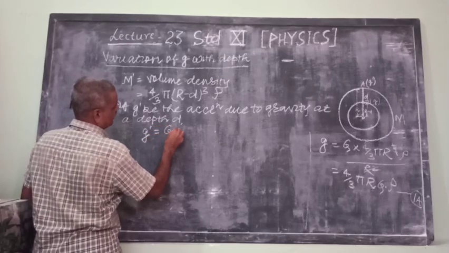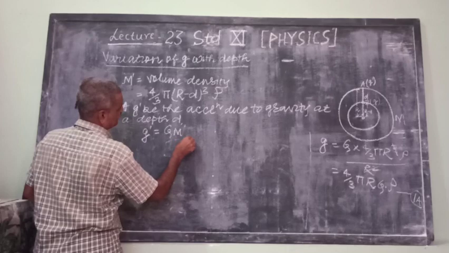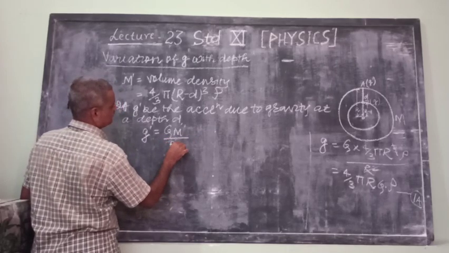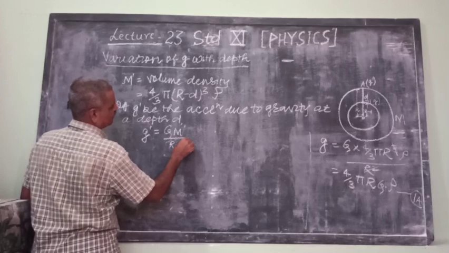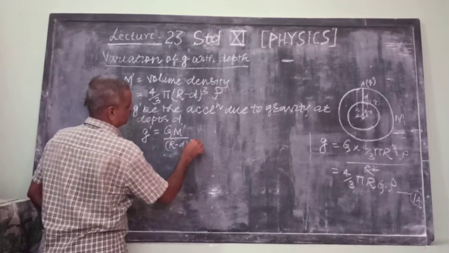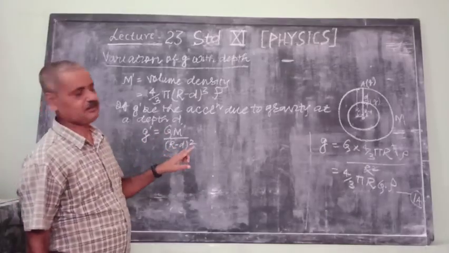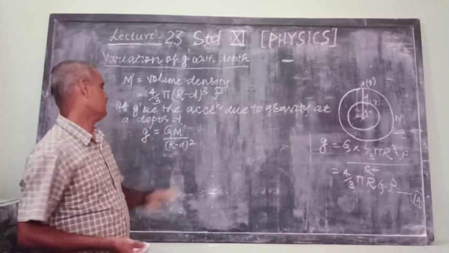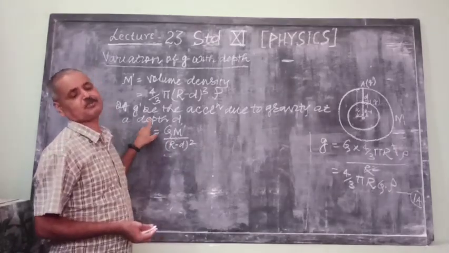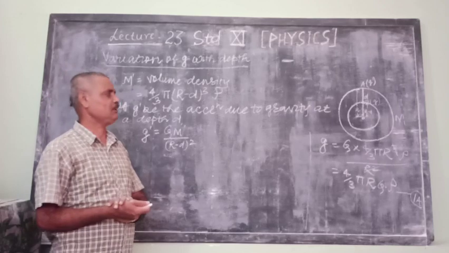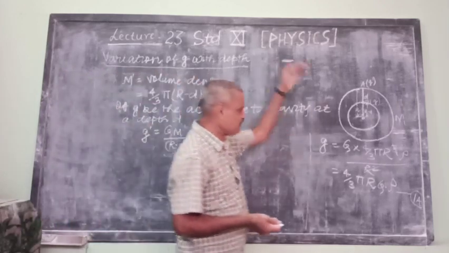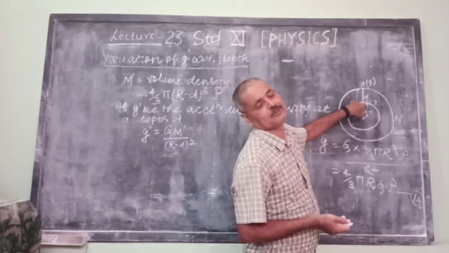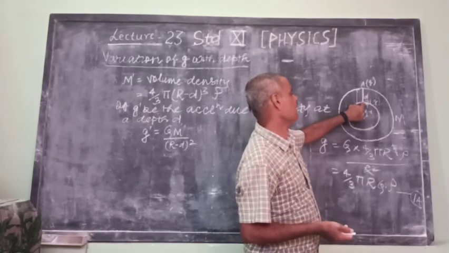G into m dash by r minus d whole square. Previously we have studied the general formula: g is equal to Gm by R square. Here is your g dash, meaning variation in acceleration due to gravity. Since the body is taken below the surface of Earth at a depth d, and suppose it touches the point, at this point, that is b.